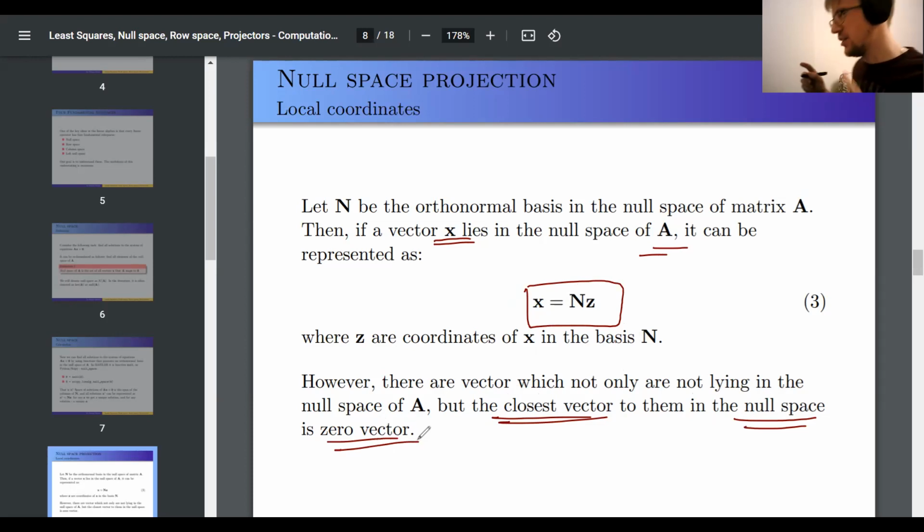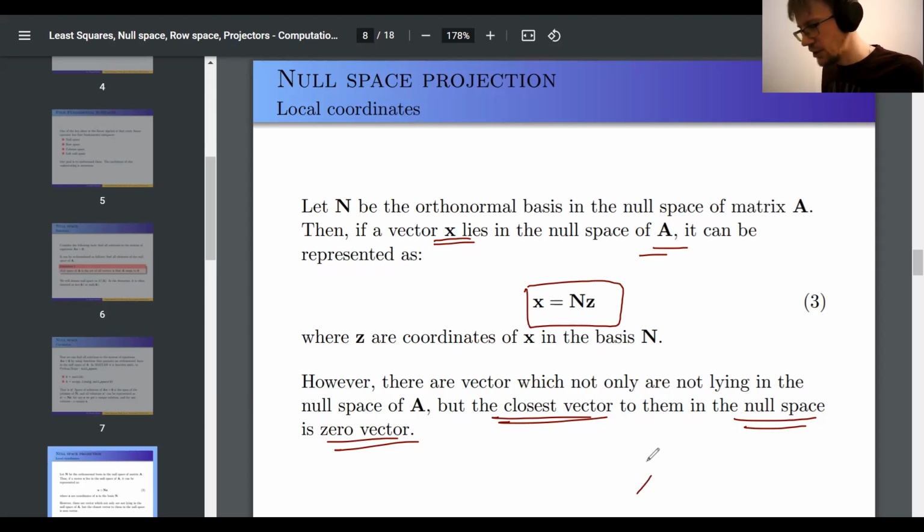Now let's digest this idea. You can have a vector which does not lie in the null space, of course, right? For almost any matrix except the zero matrix, there would be vectors that do not lie in the null space of this matrix. But there are also vectors for whom the closest vector in the null space is a zero vector. So every other vector in the null space is further away from them. Intuitively that should make sense.